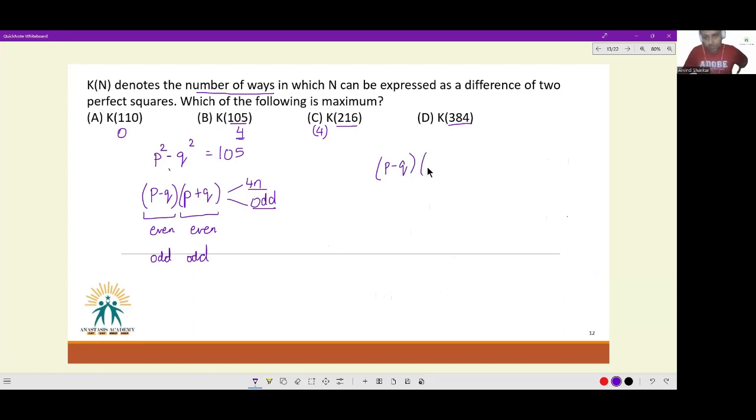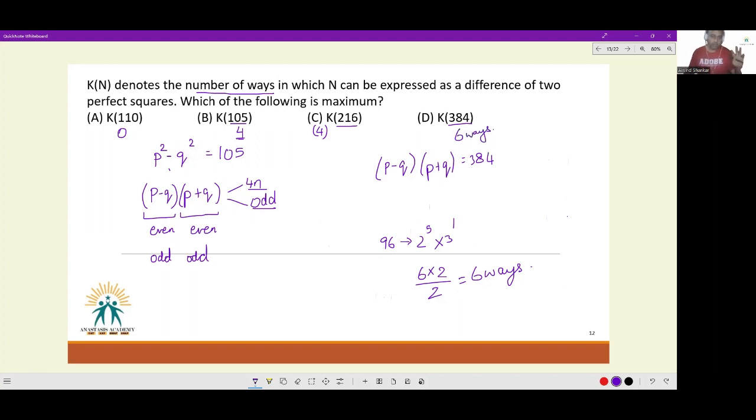But, okay. P plus Q is 384. The new way we had learned was to divide this by 4. Upon dividing this by 4, we will get 96. Now, 96 is 2 raised to the power 5 into 3 raised to the power 1. So, total number of factors is 6 into 2, whole thing divided by 2. I will have 6 ways available. Answer to this question is 6 ways.